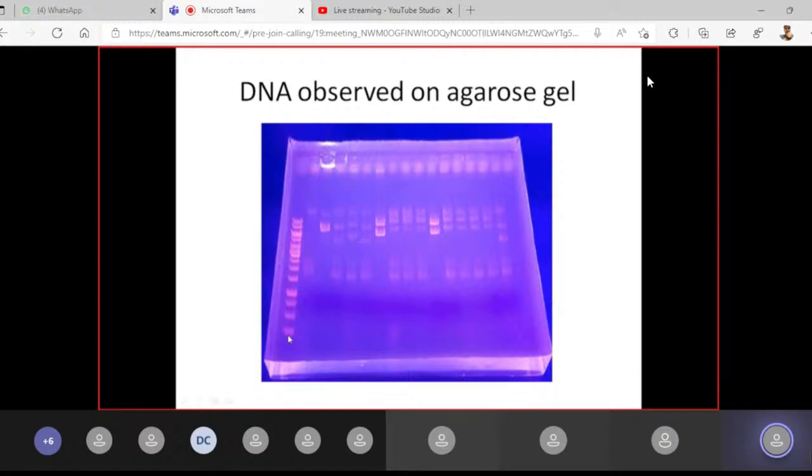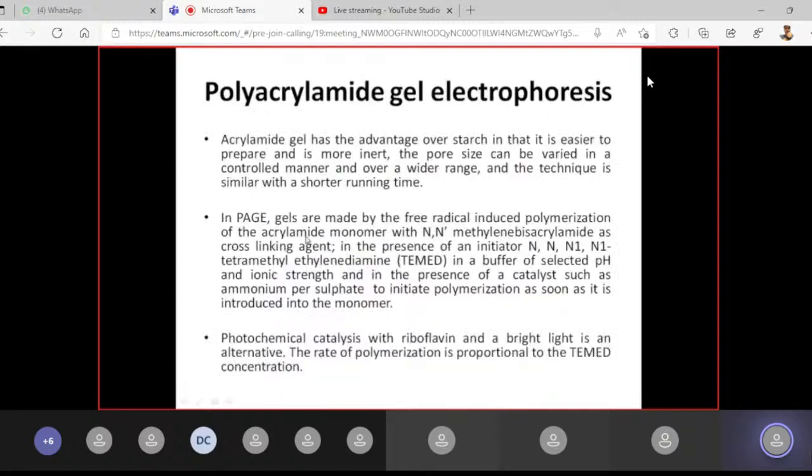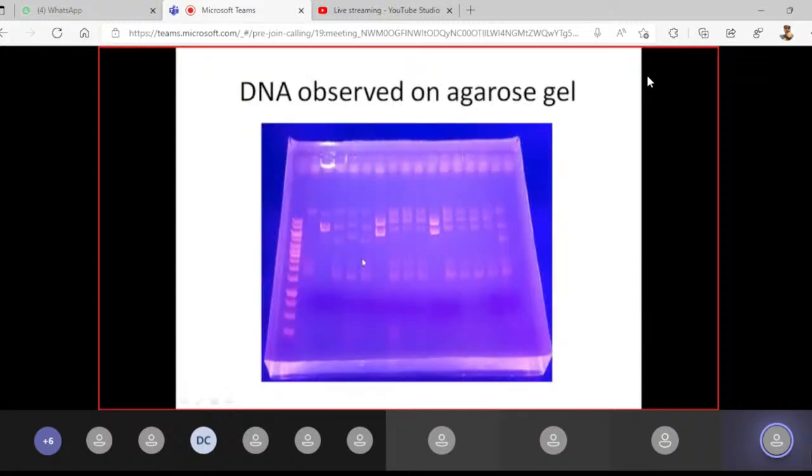So you can load a ladder which shows 10 base pairs, 20 base pairs, like that. Molecular weight of nucleic acid is represented as base pairs. You can run that, load your sample and check the size of your sample by comparing with a marker or a ladder. If it is proteins, you have to stain the gel by keeping it in Coomassie blue.